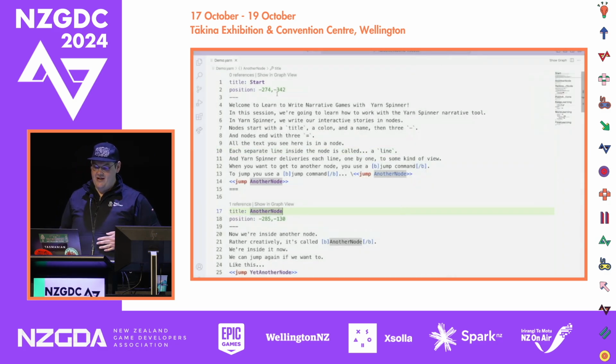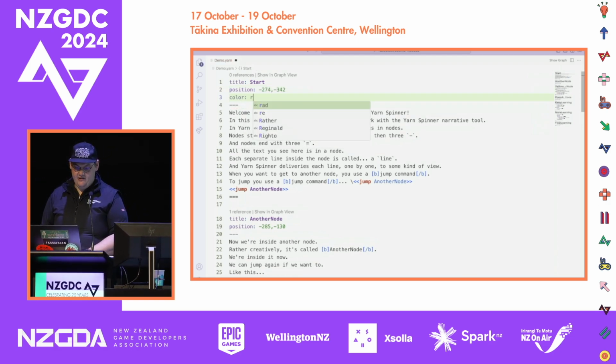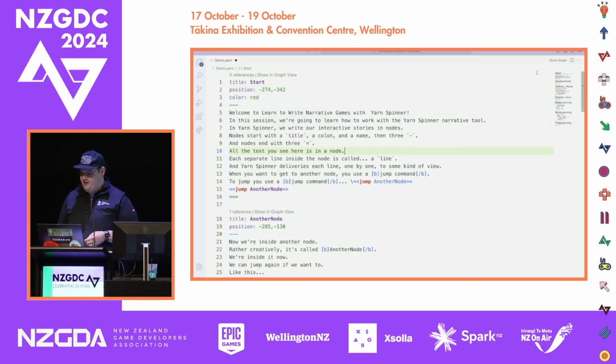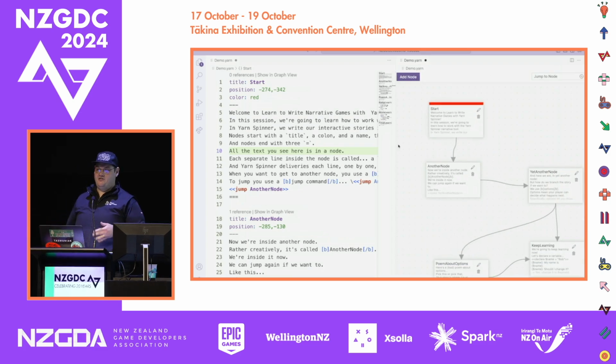So the metadata at the top lets you, as you can see, store the position of the node for the node graph there, but you can do other things. So if I go color red and then bring the graph view back, you'll see it's now color red. I didn't have to hide the graph view for that to happen, I was just hiding it so I could type. So I can change it live, I can make it green, whatever.